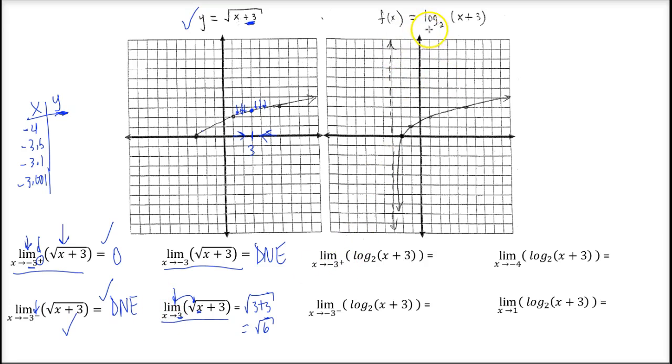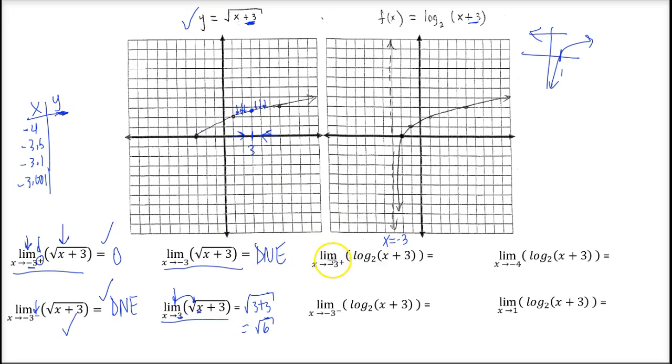Now let's move on to this logarithmic function. So we have log base 2 of x plus 3. So this is our basic log function, which in general looks like this. But we know that this plus 3 means that our entire function is shifted over 3 units to the left. Hence why we have a vertical asymptote here at x equals -3 instead of x equals 0 for the y-axis.